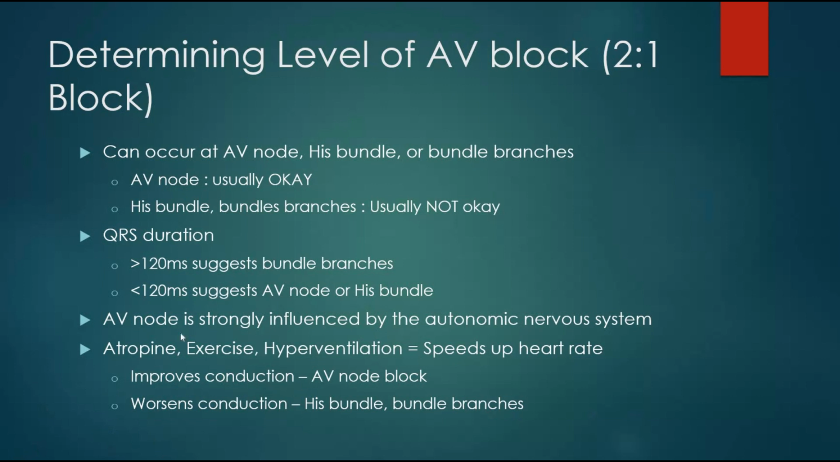The reason being that, remember I said the AV node is strongly influenced by the autonomic nervous system. So when you exercise, you actually increase conduction through the AV node, and it also decreases its refractory period. But if the block is already below that, then it's not even going to work, and therefore worsens the conduction, since there will be more SA node firing.